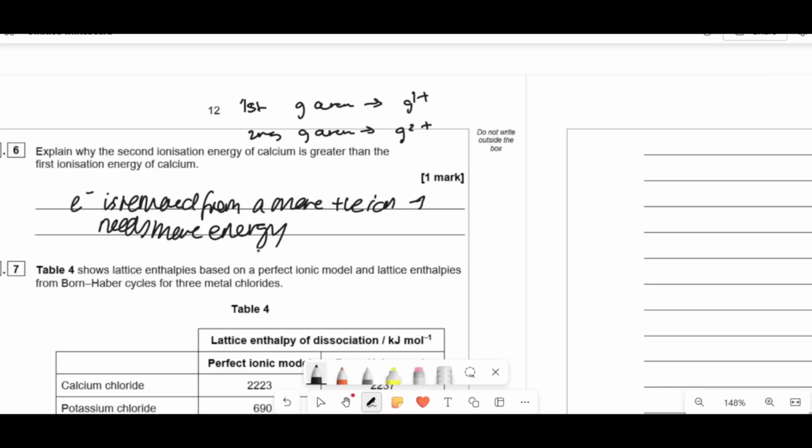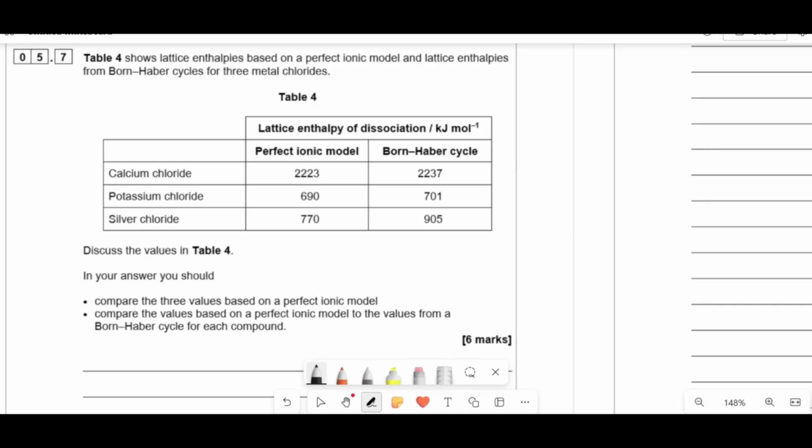People just beat around the bush, saying random stuff, being vague and getting no marks. I don't do that. You've got to be direct, straight to the point. Bang. So table 4 shows lattice enthalpies based on a perfect ionic model and lattice enthalpies from Born-Haber cycles for these 3 metal chlorides.